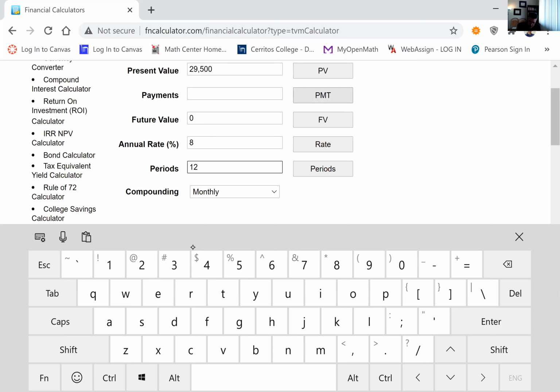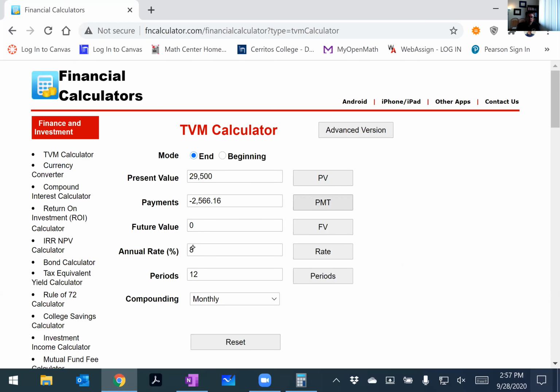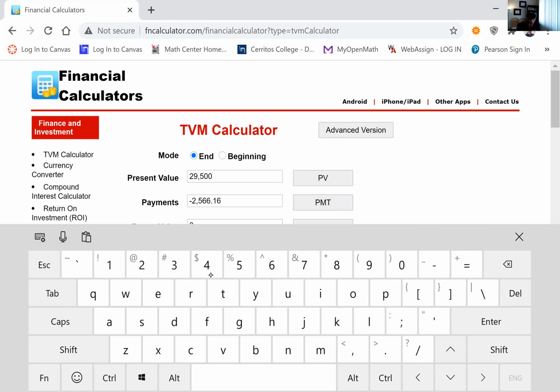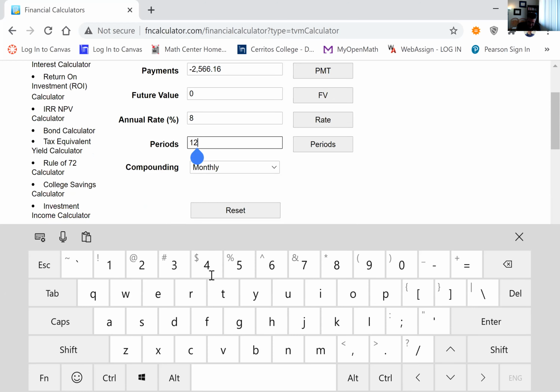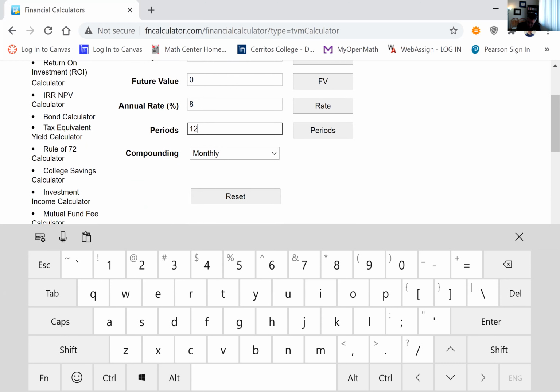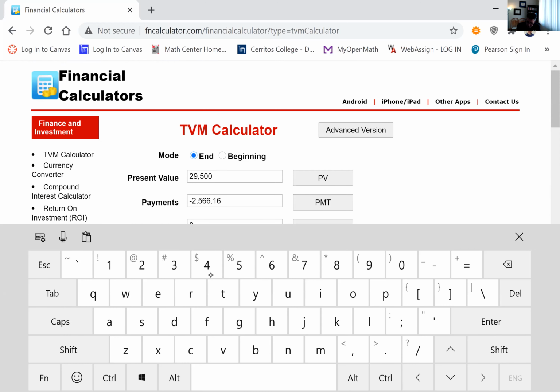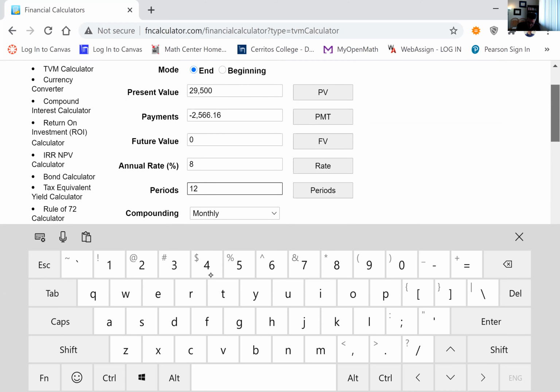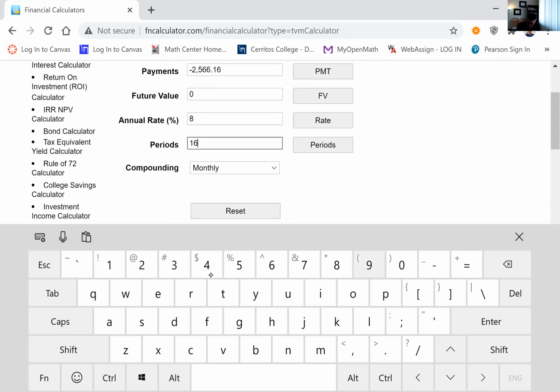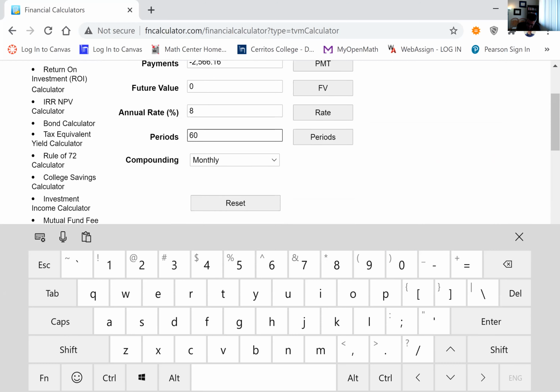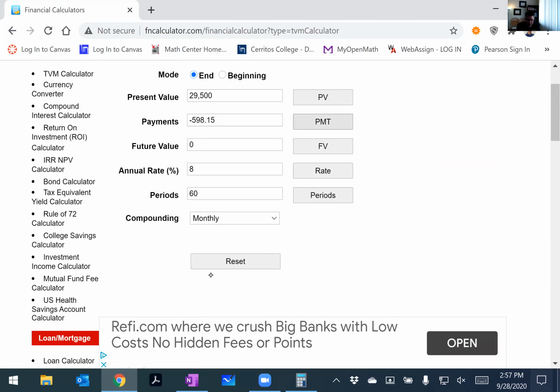So I'm just going to click payment, and it's a negative. That shouldn't have worked. Oh, the periods is not 12. I'm sorry, the periods is how many payments. I'm going to do a 5-year loan, so the periods is 60. My bad. It's 12 times 5. It's not a 1-year loan, it's a 5-year loan. Let's do 60 there. Screwed that up. Okay, 60, and now let's do our payment. There you go. That's a little nicer.